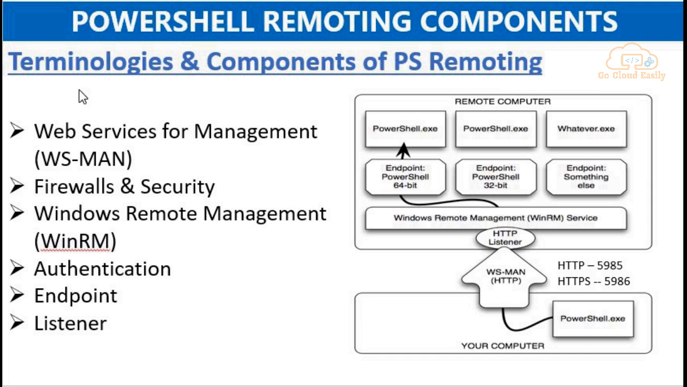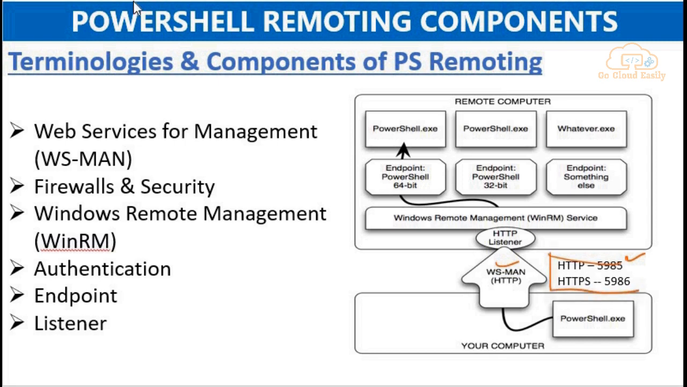Like the first one is Web Services for Management. So when a client initiates a connection, it basically establishes the connection on the WS-Man protocol. So when a client tries to establish a remote connection, it tries on the WS-Man protocol basically, right? And then once the session has been initiated, it checks whether this particular port is open or not on the remote machine, whether the client can communicate to the remote machine on this port or not.